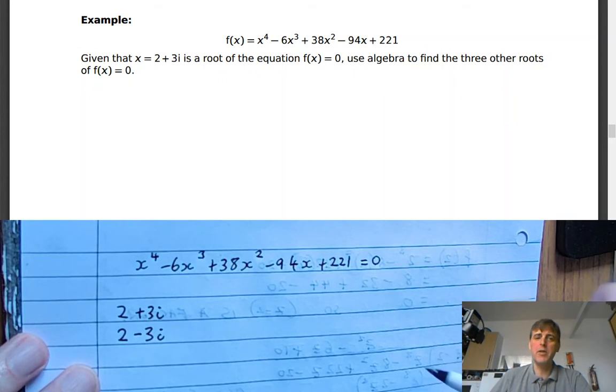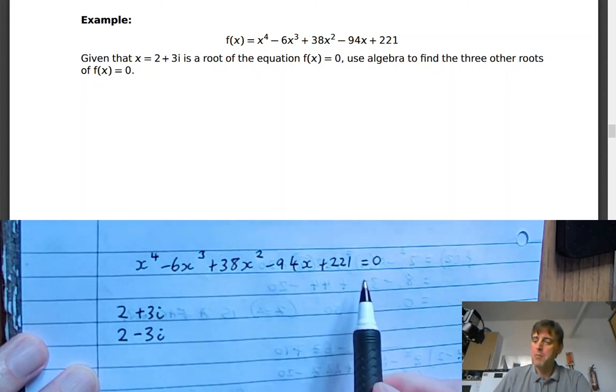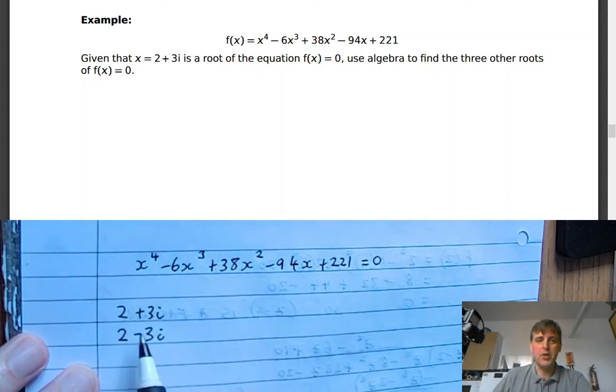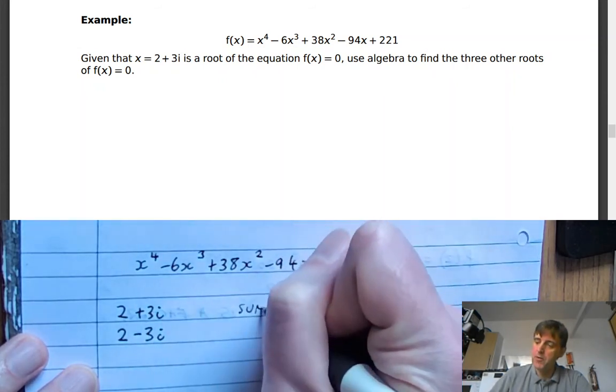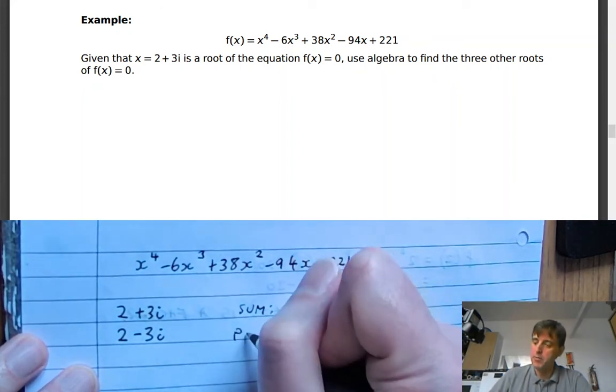So how are we going to make use of this information? Well, we're going to try to construct the factorized version of this, using this information to give us one of the factors. If you remember back from the previous video, we can construct a quadratic equation with these roots by recognizing that the sum of the roots is the negative of the x coefficient, and the product of the roots is the constant term.